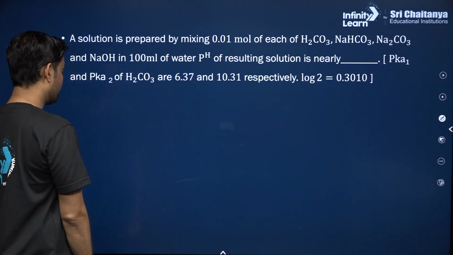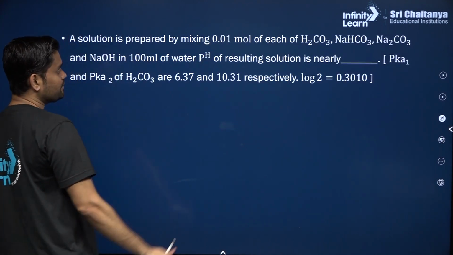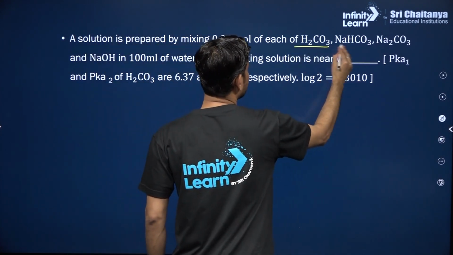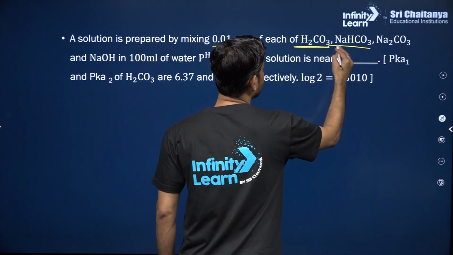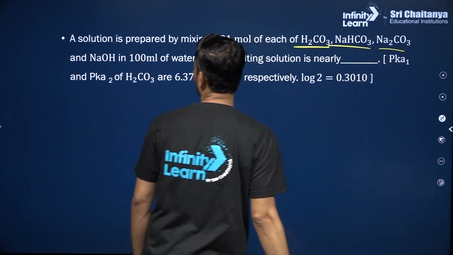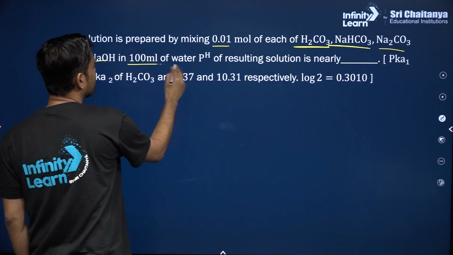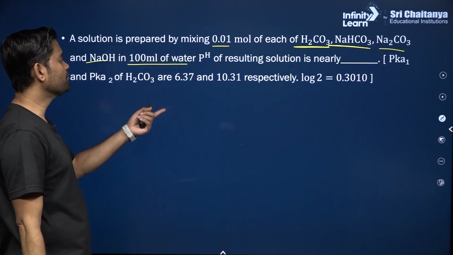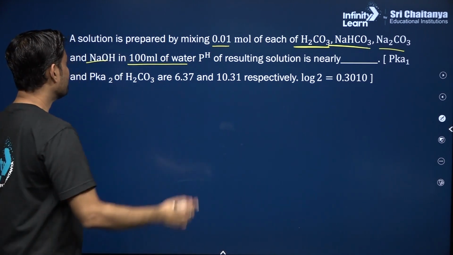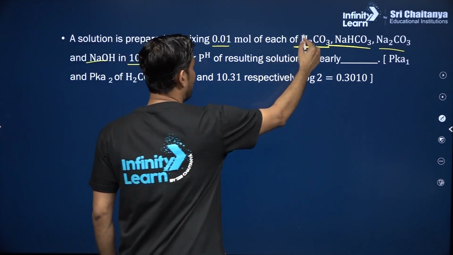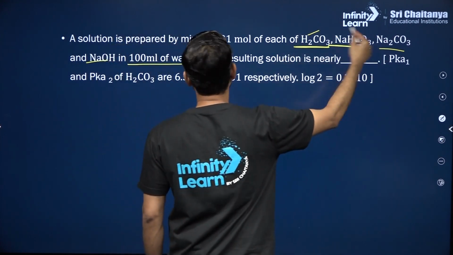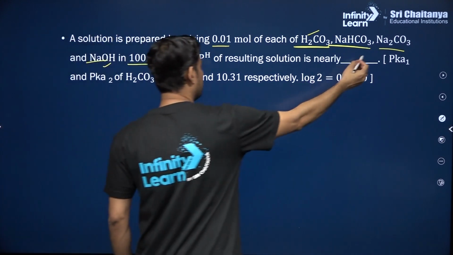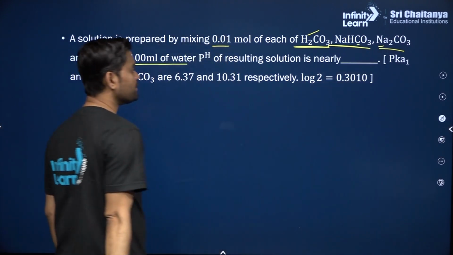Okay, next. A solution is prepared by mixing 0.01 mole of each, that is H2CO3, that is carbonic acid, sodium bicarbonate, sodium carbonate, and NaOH in 100 ml of water. The pH of the resulting solution is nearly equal to what? pK1 and pK2 of carbonic acid are already given. First of all, what are we mixing? We are mixing an acid and we are mixing a base. There is one salt present and there is one acidic component present.